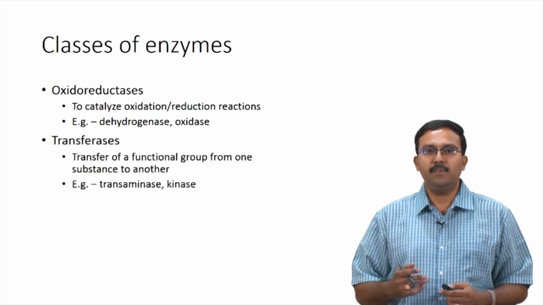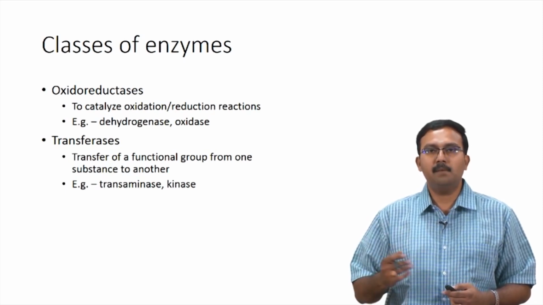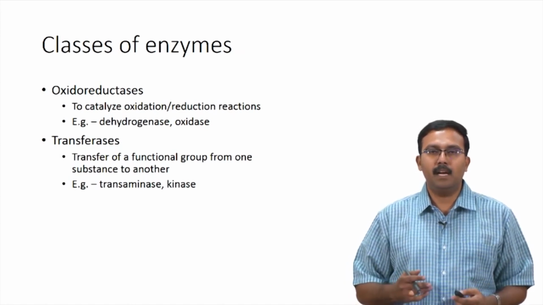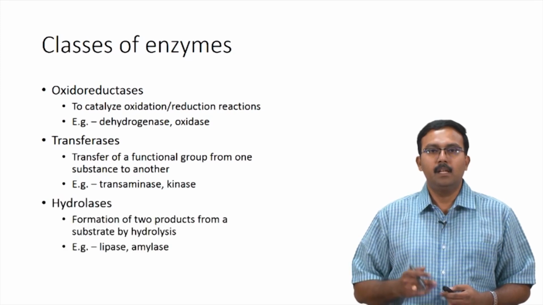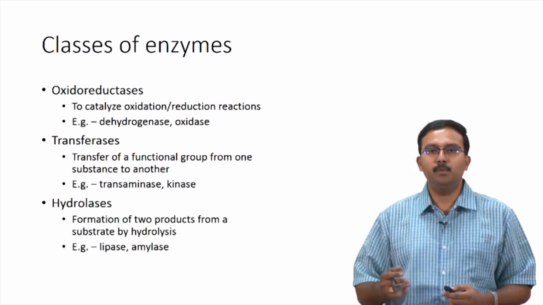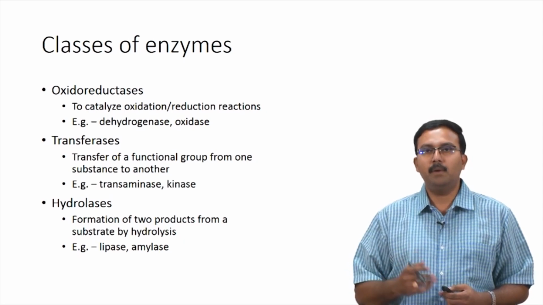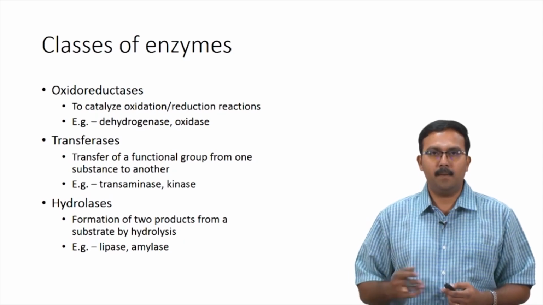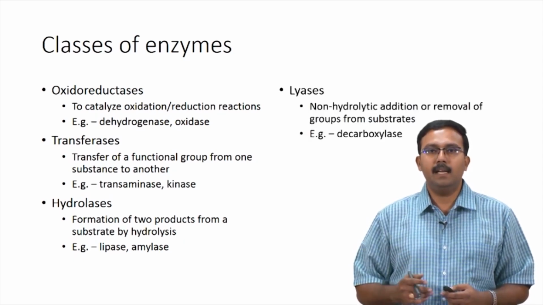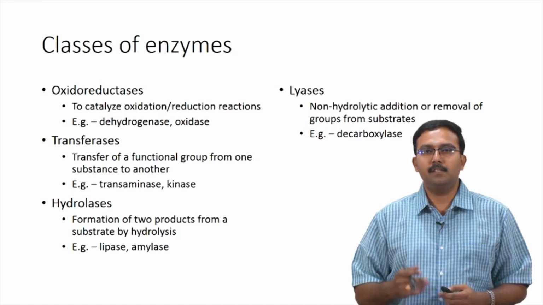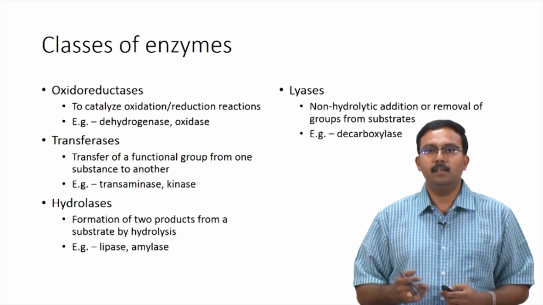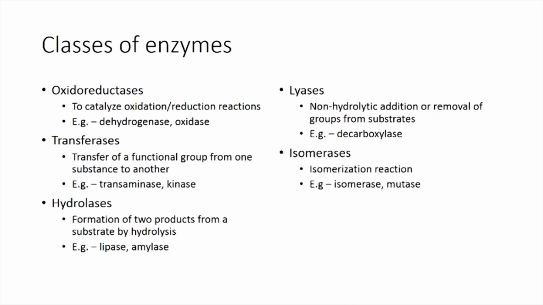You also have transferases, which are enzymes that help in transferring a functional group from one substance to another. Examples would be kinase and transaminase and so on. You have hydrolases, which form 2 products from a substrate by hydrolysis reactions. Lipase and amylase are examples where hydrolysis happens. Lyases are enzymes which catalyze non-hydrolytic additions or removal of groups from a substrate. An example would be decarboxylase.